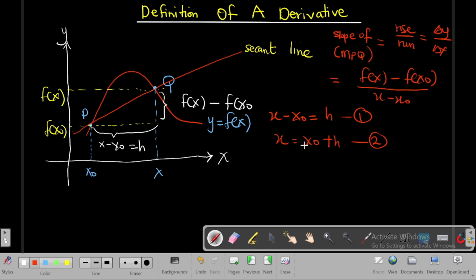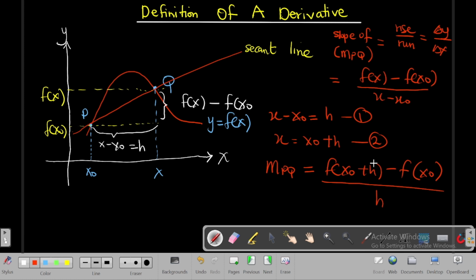So we can substitute equations 1 and 2 into the slope of the secant line, and we can see that the slope of the secant line MPQ will be f of x, where x is x naught plus h. So we'll have f of x naught plus h minus f of x naught, all over x minus x naught, which is h. All right. So now this is the slope of our secant line.